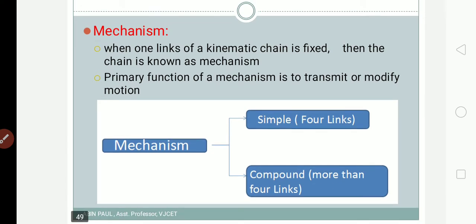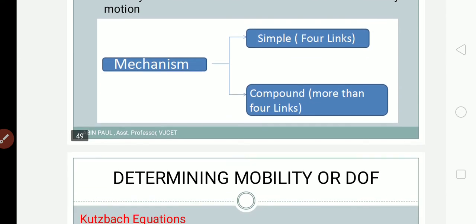A simple mechanism has 4 links. The minimum number of links required for a mechanism is 4 links, and that is called a simple mechanism. Then a compound mechanism or complex mechanism may have more than 4 links. Most of our common mechanisms, like the slider crank mechanism and the cam and follower mechanism, have 4 links. So that is a simple mechanism. If there are more than 4 links, it becomes a compound mechanism.